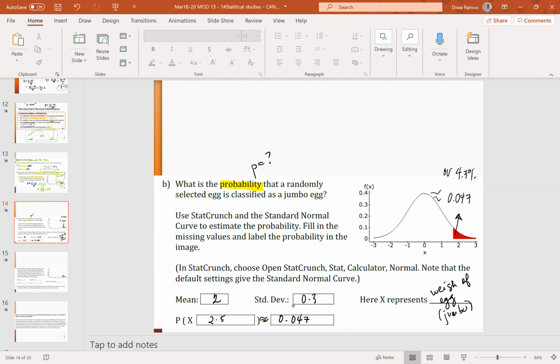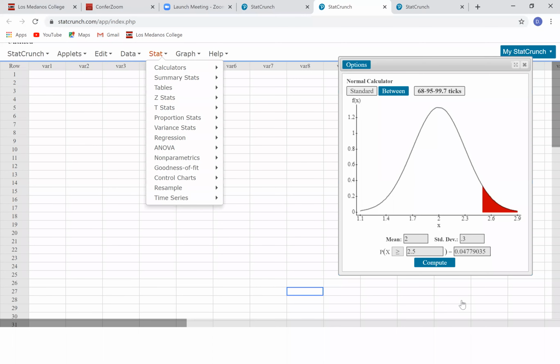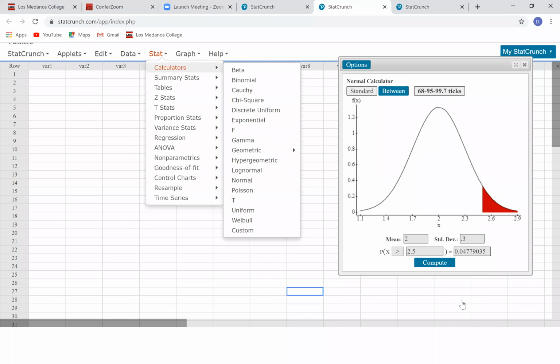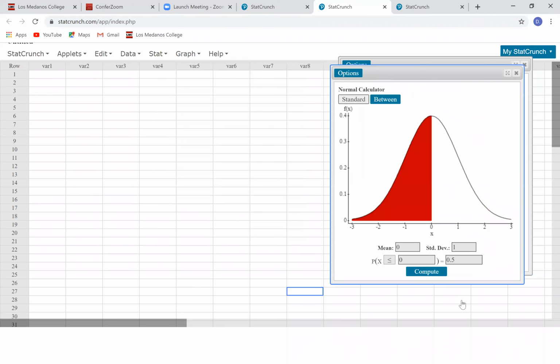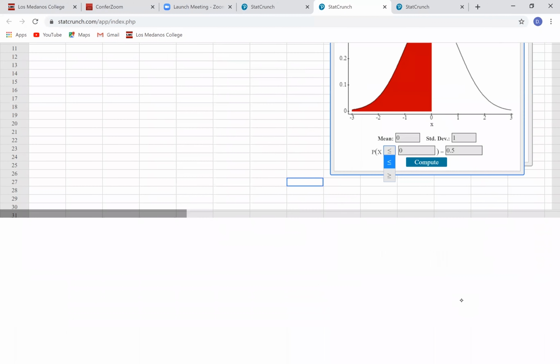Any question about that one? How to use StatCrunch, quick summary. Go to Stat, go to Calculator and pick Normal, and start entering the mean, the standard deviation, and your value for X. This will give you the P before you hit compute. Now choose whether you're looking at above or below the mean, because that's going to be a different portion of the shaded area.